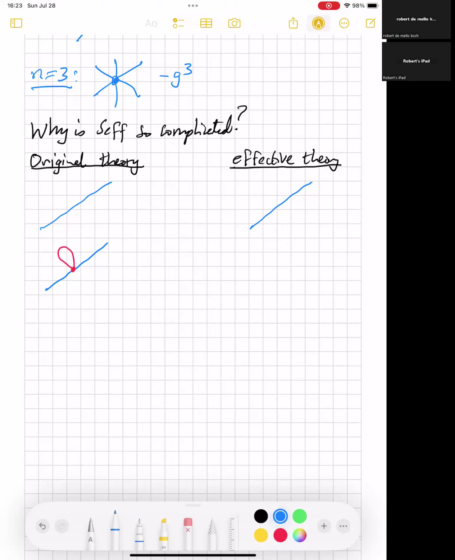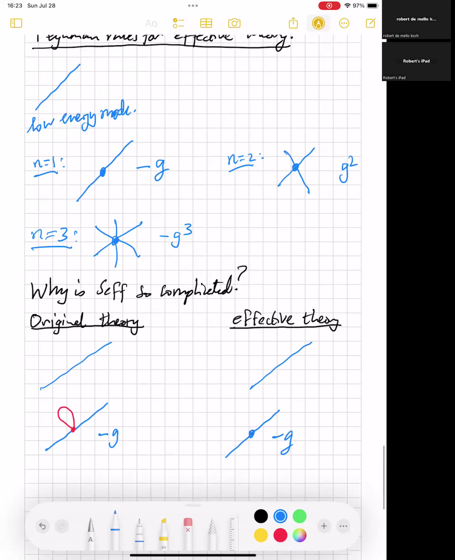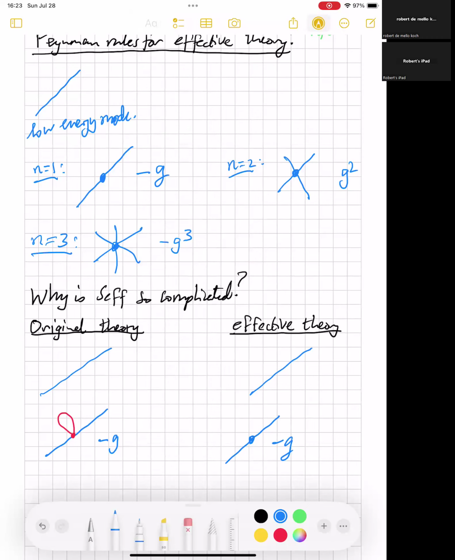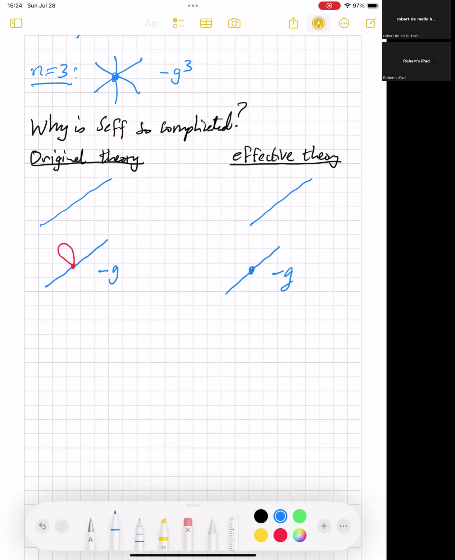Because we've got a single vertex, this would have come with a minus g. In the effective theory, what we find is we do have a vertex with two legs and it comes with a minus g. Okay, that was the first vertex that we found. So in fact, this interaction in the original theory that involves a high energy mode, you can see that red loop there, has become just a single vertex in the effective theory. So the effective theory invented a vertex to take into account that interaction of the high energy modes.